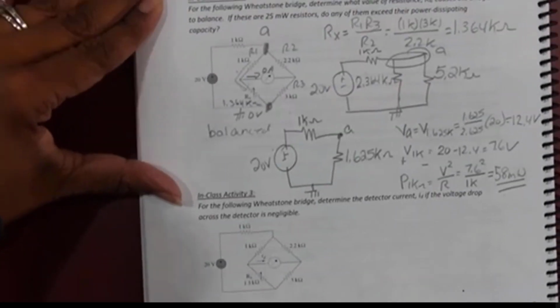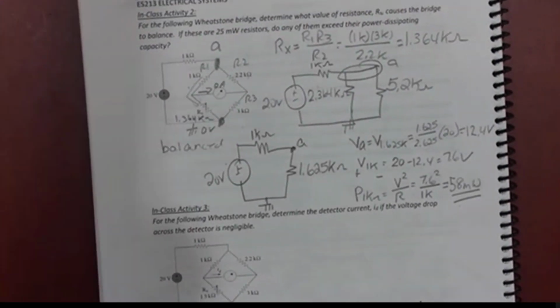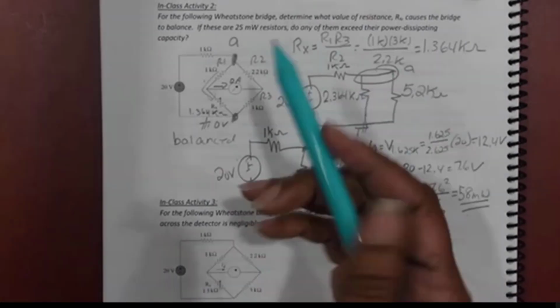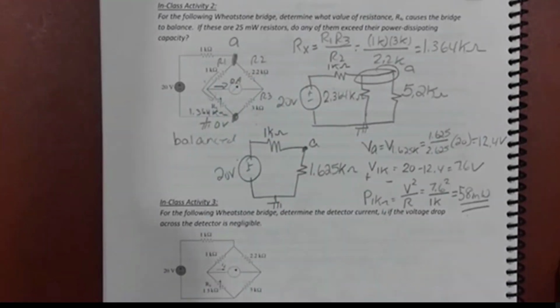All right, so now this problem here, where we had gotten to is that the power for the 1 kilo ohm resistor was 58 milliwatts. And we talked about the fact that these are 25 milliwatt rated resistors. So anything over 25 milliwatts could not be used in this design. Otherwise, it's going to start to turn black and smoke because I've now dissipated more power than that resistor was rated for. So the last thing we need to do is find the power for these remaining 1, 2, 3, 4 resistors.